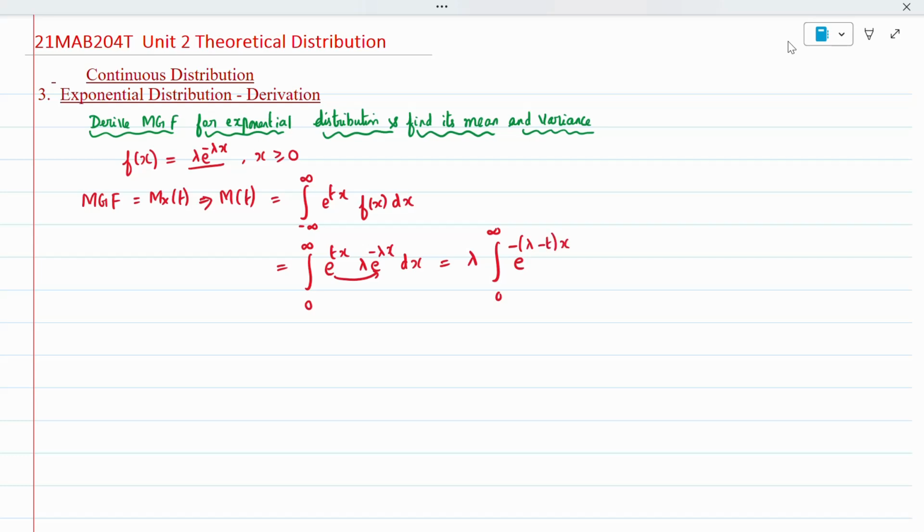After writing this, cross check it. Multiply and check: e to the power minus lambda x, correct, and e to the power minus minus, plus tx. So it is correct. Like this you have to cross check. The minus you have to write.